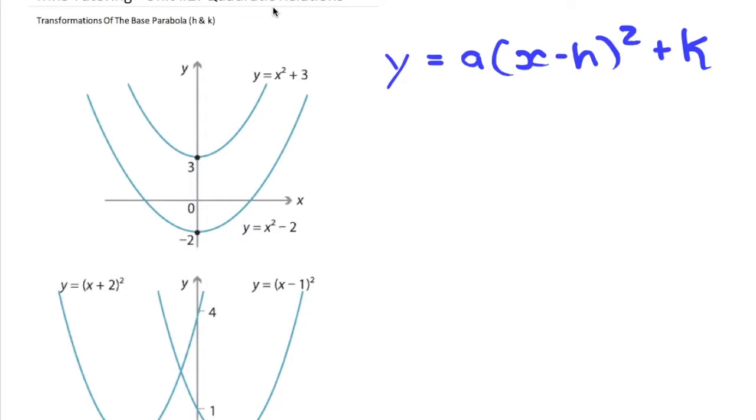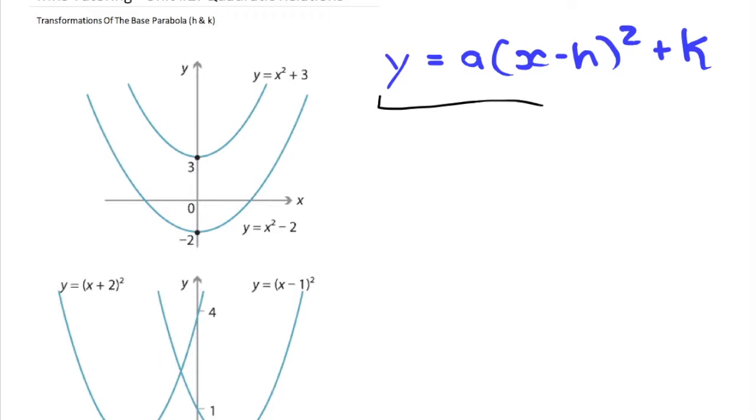In our previous video we learned how to transform the steepness of the parabola by changing the value of a, using a higher value of a and a fractional value of a. But in this video we're going to be learning how to shift the base parabola up or down, and specifically how many units, using the vertex form general equation of the base parabola.